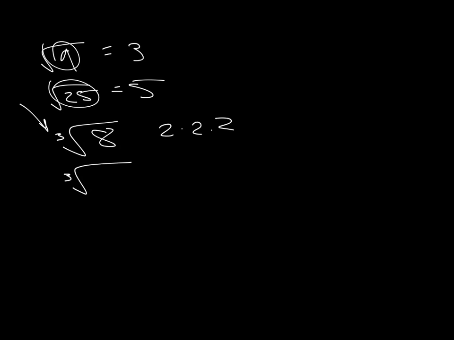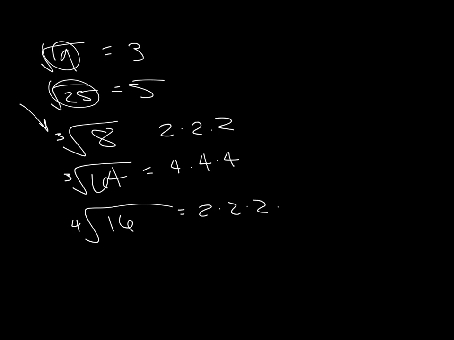Cube root of 64 is going to be what number times itself 3 times will give me 64. The fourth root of 16 is what number times itself 4 times will give me 16. So with these roots, we can have lots and lots of roots. We can go as high as we want as far as the root goes.